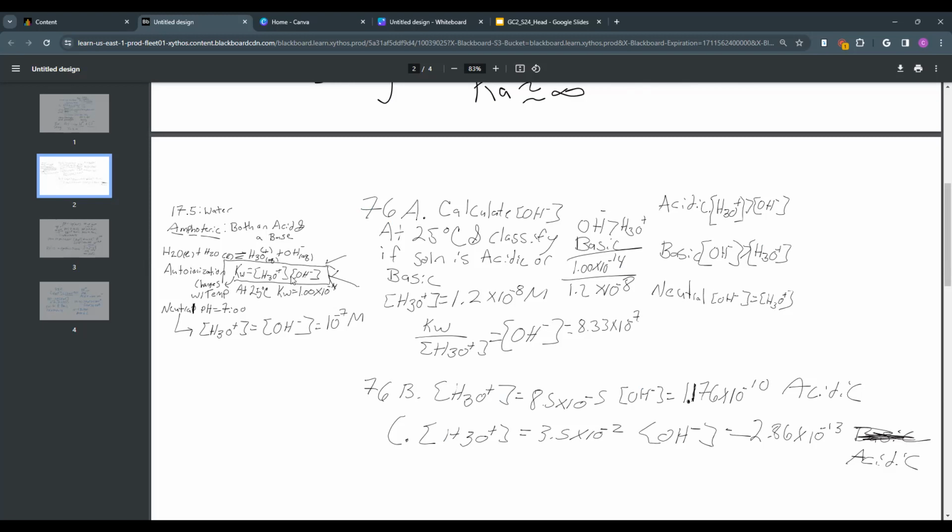So in 76, we use Kw to calculate either OH minus or H3O plus concentrations. And we have to say if the solution was an acid or a base. Remember, if you have more H3O plus, you're an acid, more OH minus, you're a base.